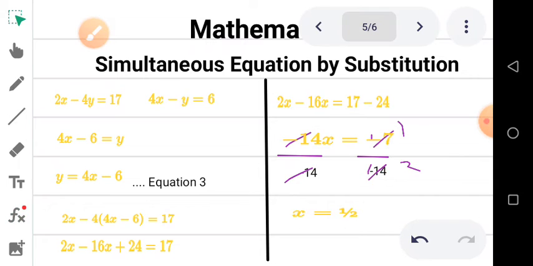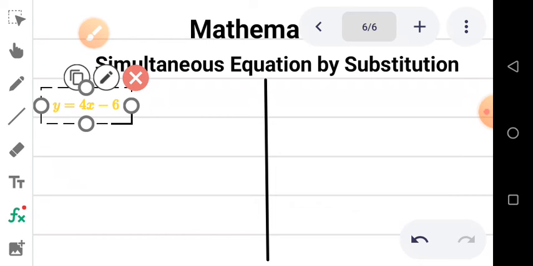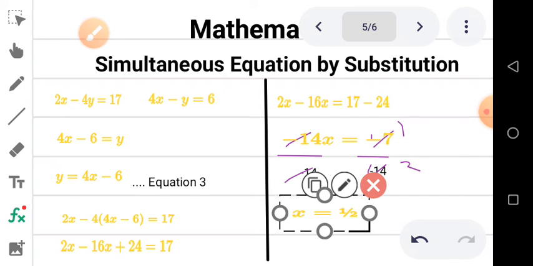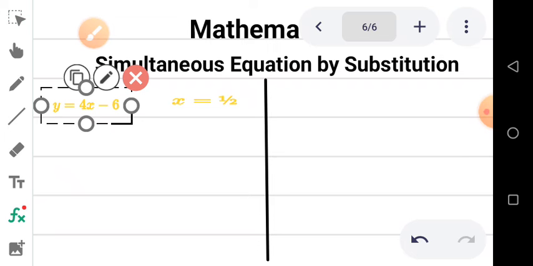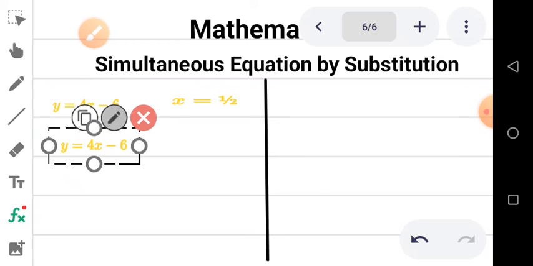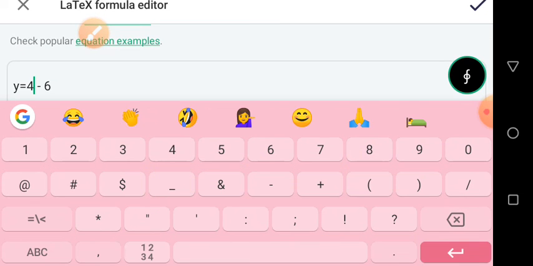Since we now know our x, the next thing we need to do is to substitute this x equals 1 over 2 in equation 3 to actually get our y. So let's do that on the next page. This is our equation 3, and remember that x is equal to 1 over 2. That means anywhere we see x, we change it to 1 over 2.